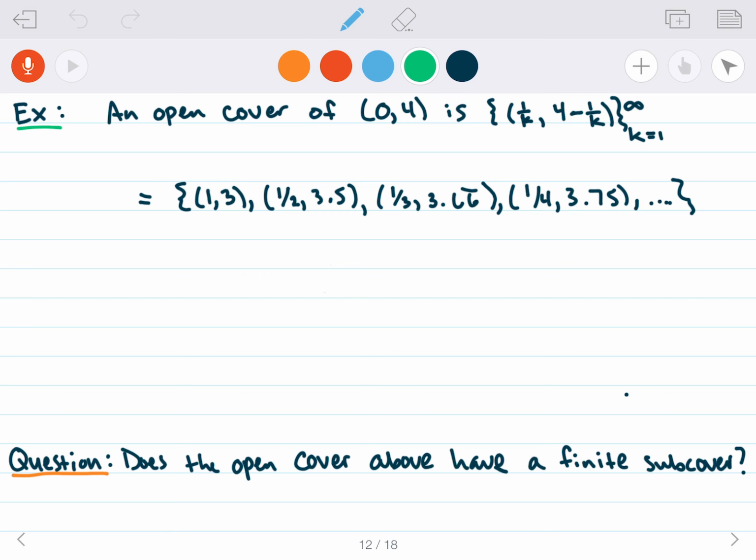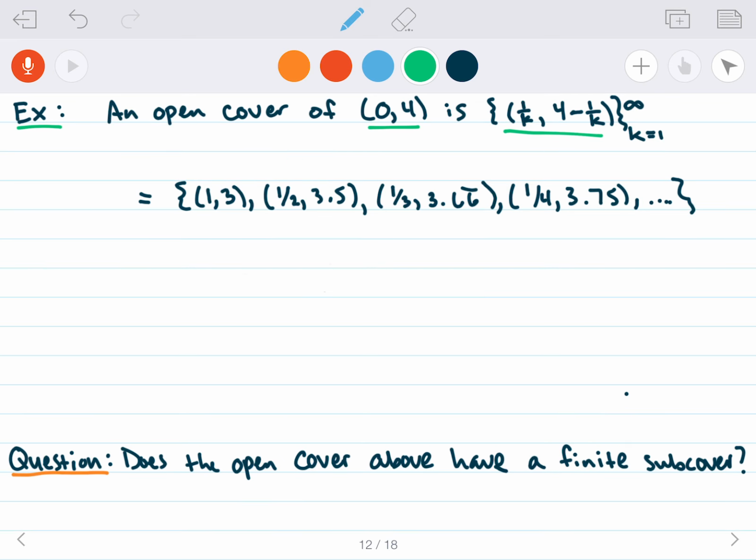Okay. So as I said, we can have infinite covers. Let's look at the set, the open interval from 0 to 4, and we claim that this guy is an open cover.